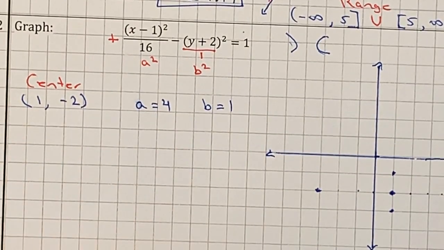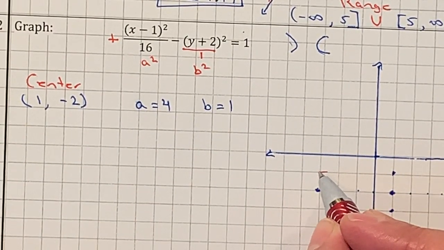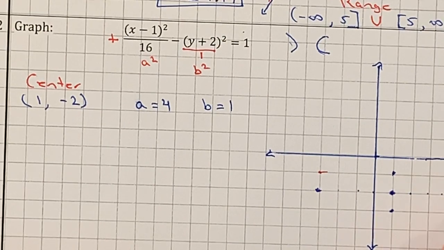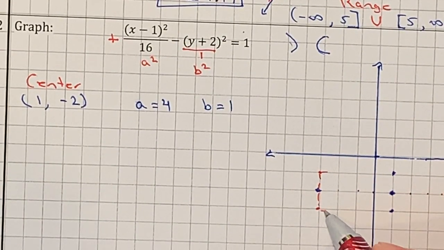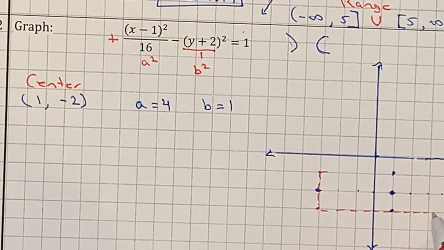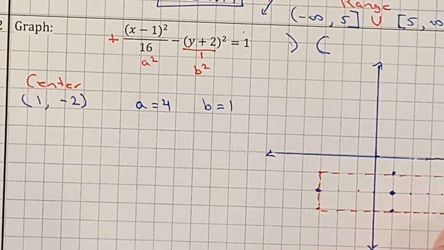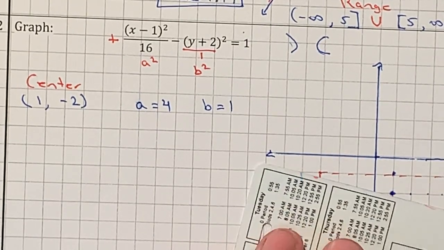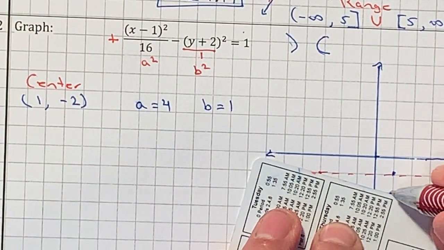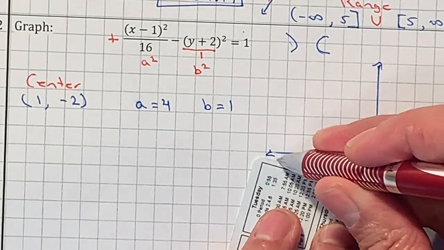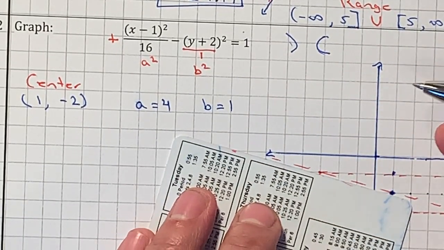From there, we're going to make our boxes. So I'm just going to find my corners. And I'll make my box. The box is going to be dashed since it's only part of the construction, it's not part of the graph itself. I'm going to make my diagonals, which will be my asymptotes. I'm going to make it beyond the graph.